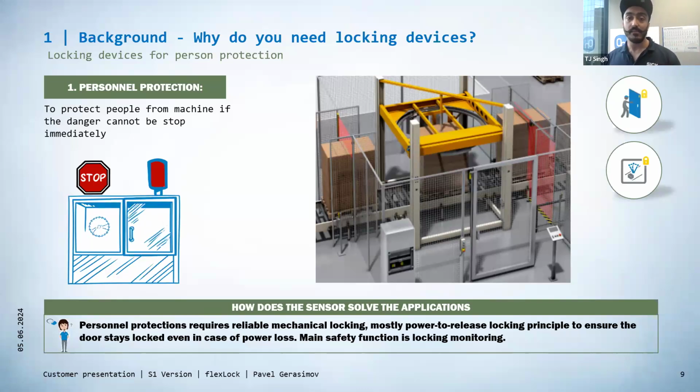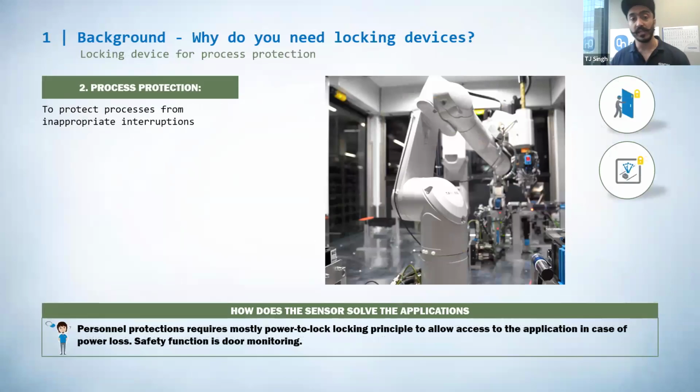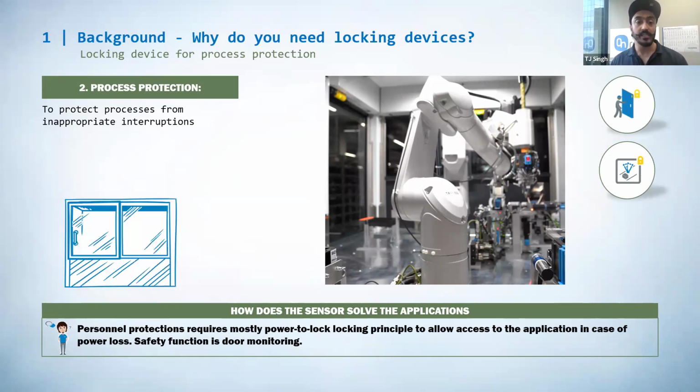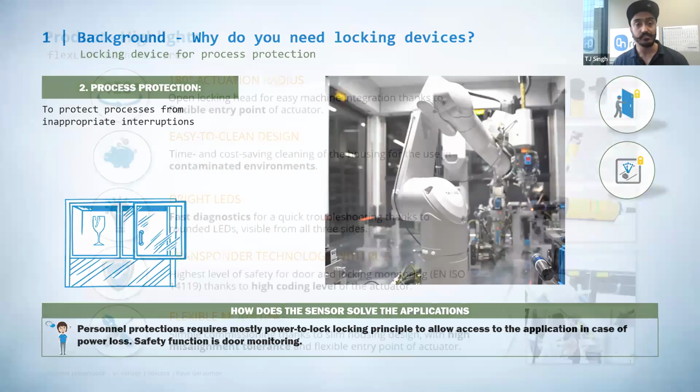So when you're doing the same thing for process protection, there it's more like you do not want people to get stuck inside, right? So here we use mostly interlocks which have a power to release. So it just depends, but these are the most common applications for safety interlocks.